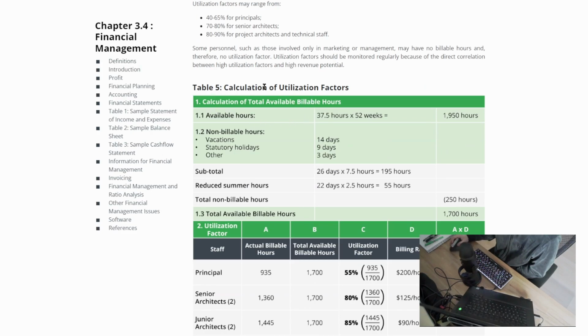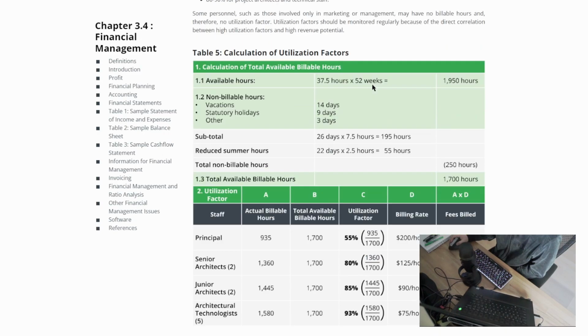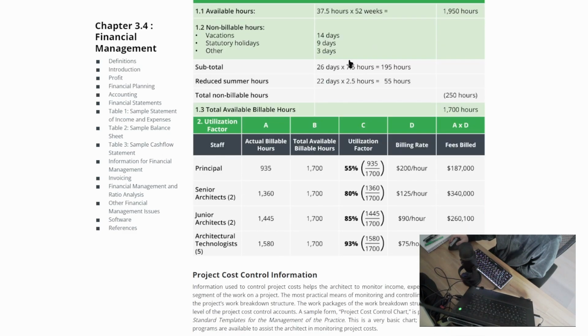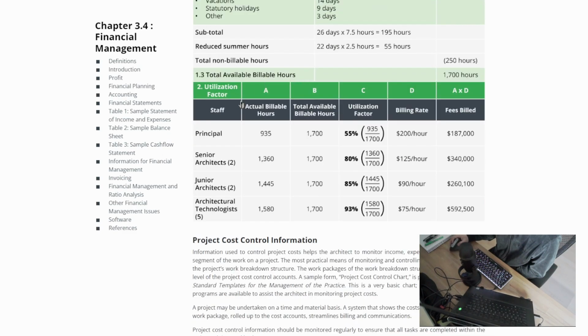Table 5 is a calculation of utilization factors. Calculation of total available billing hours. The actual utilization factor.